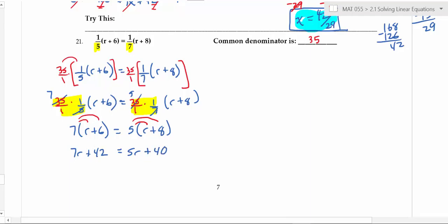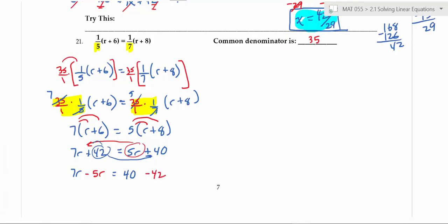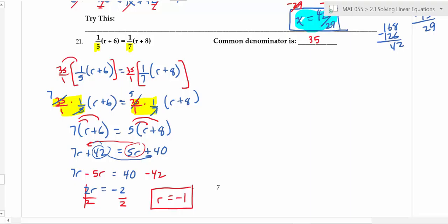Okay? Rearrange, let's do that. Leave the 7r where it is. Move this to the other side, so that's going to be minus 5r equals, leave the 40 where it is. Move the 42 to the other side, like that. So that's going to be minus 42. Okay, so this is going to be 2r equals negative 2. Then you can divide both sides by 2. That's going to leave you with r equals negative 1. So that's the answer you should have came up with.